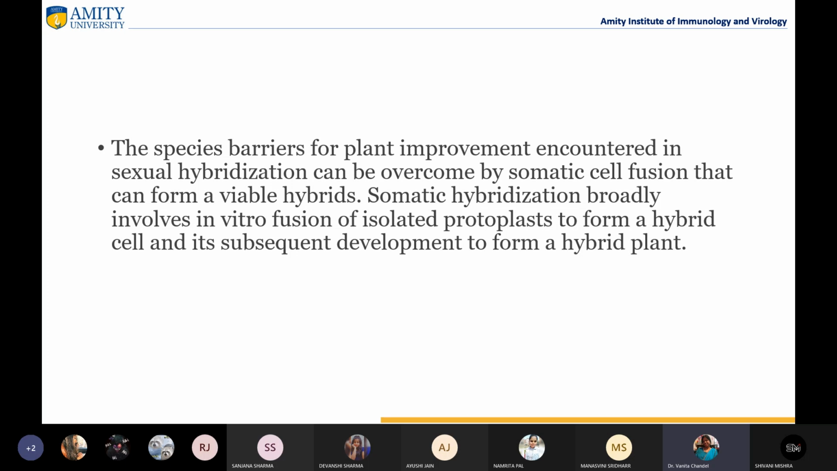That can form a viable hybrid. The somatic cell fusion technique can lead to hybrid plants being generated. Somatic hybridization broadly involves in vitro fusion of isolated protoplasts to form a hybrid. We isolate protoplasts from the plants, fuse those protoplasts to form a hybrid cell, and then there is subsequent development to form a hybrid plant. So this is about somatic hybridization.